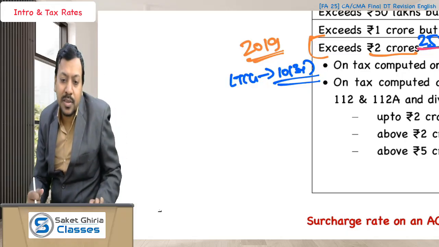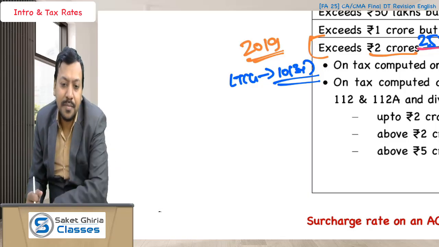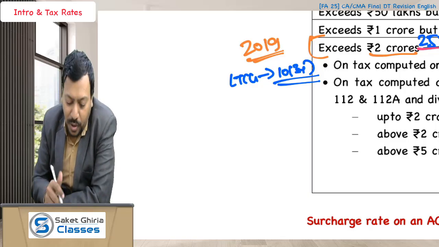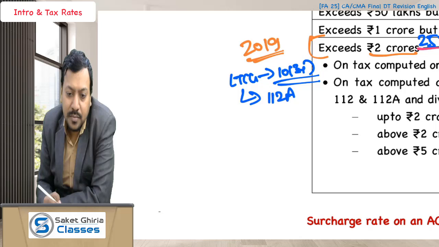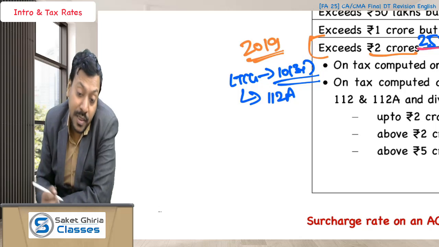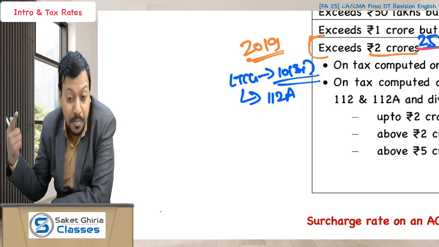LTCG on equity was exempt, which means no LTCG you have to pay. To tax LTCG, the government brought in Section 112 at the rate of 10% at that time, which was later increased to 12.5%.